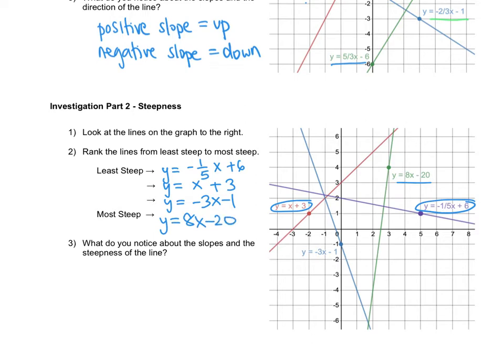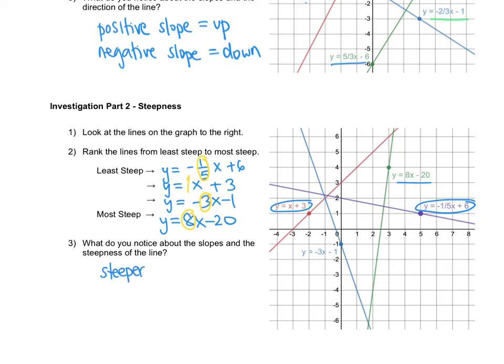Now, notice in all of these, the direction, whether it was going up or down, didn't affect the steepness. It was really just how flat or how steep it was, not the direction. So what I want to look at is the numbers 1 over 5, 1, 3, and 8. I'm ignoring the signs. And if I look at these numbers, the least steep slope had the smallest, and the most steep had the largest. So the steeper the line, the bigger the number, the more shallow the line, the smaller the number.